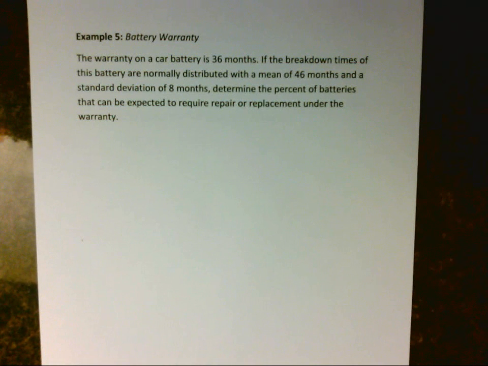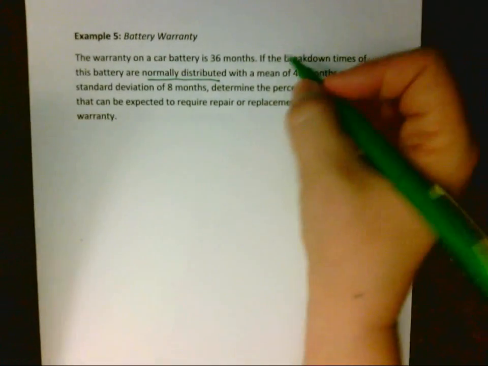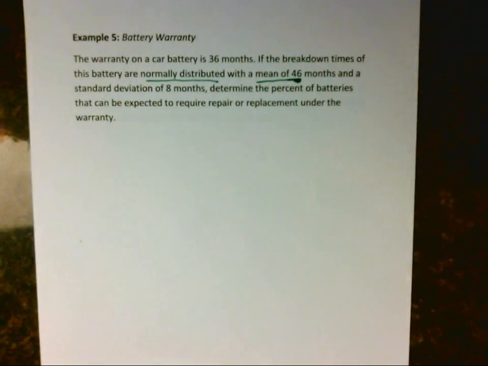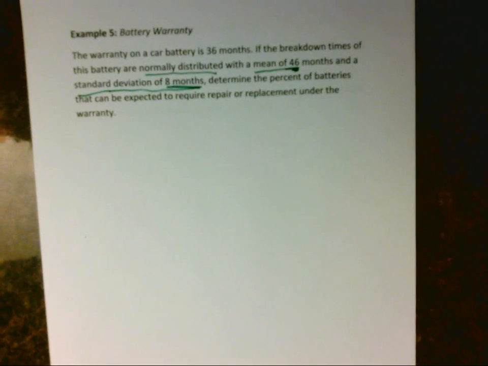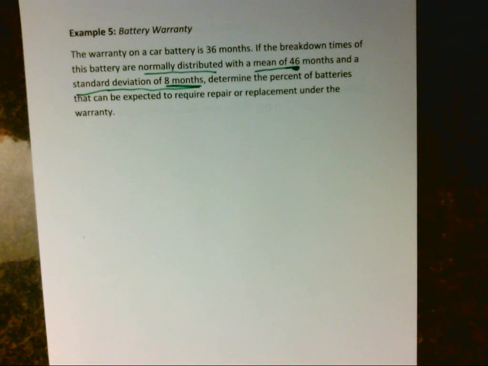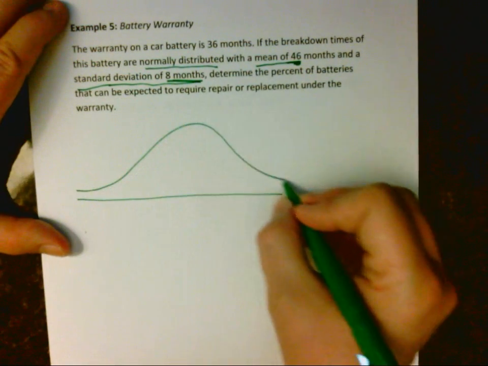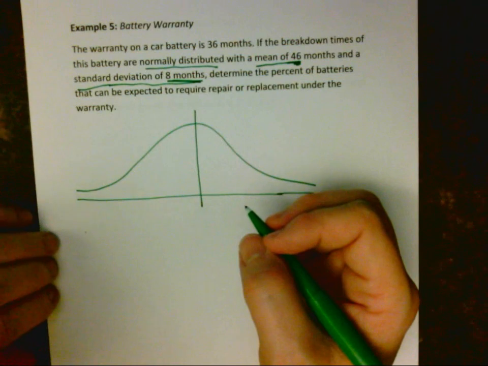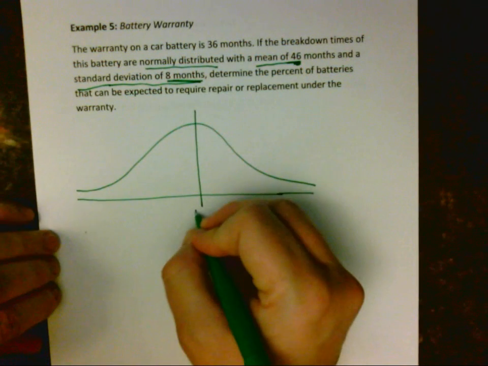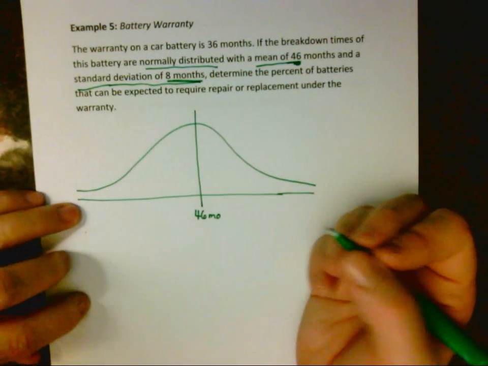If the breakdown times of the battery are normally distributed, we will always say that in this section, with a mean of 46 and a standard deviation of 8 months, determine the percentile of batteries that can be expected to require repair or replacement under the warranty. Okay, let's draw a curve and think about this situation. The average goes in the middle, and the average is a mean of 46 months. Okay, and the standard deviation is 8 months.